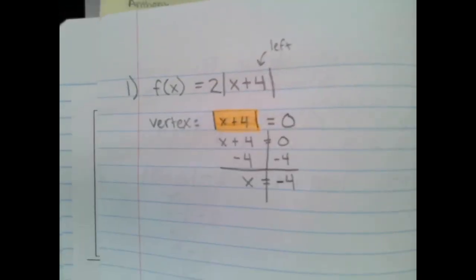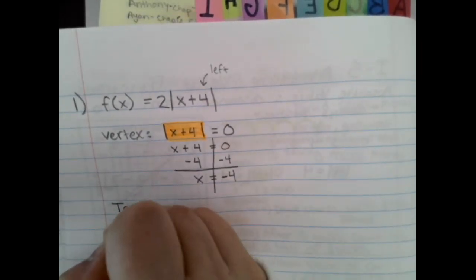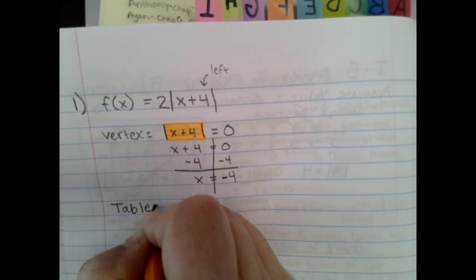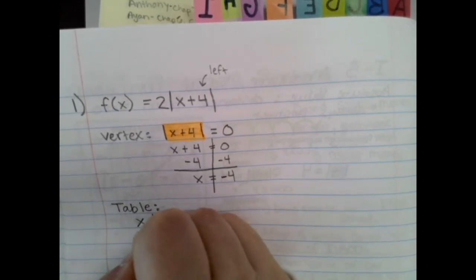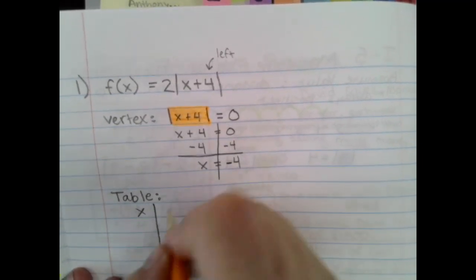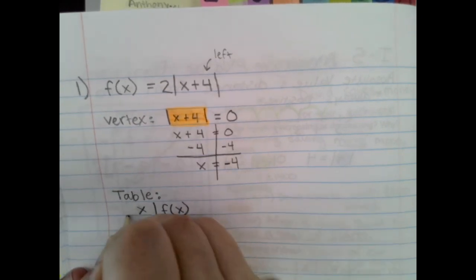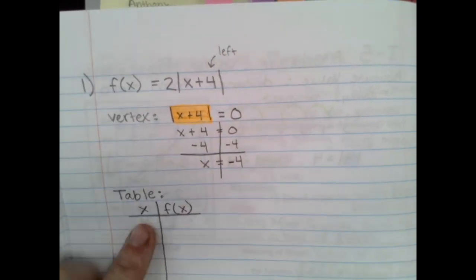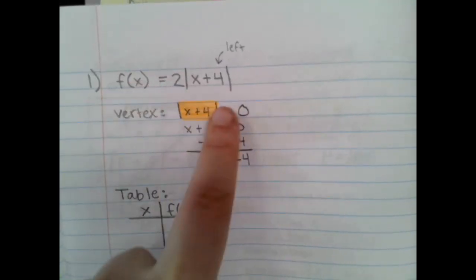All right, after we find the vertex, the next step is to make a table. When we make a table, normally we have an x and a y. Today we'll have an x, and then instead of y, we're going to use f of x, saying what is our output when you put it into f. So we have our input, and then what's our output after we put it into this function.